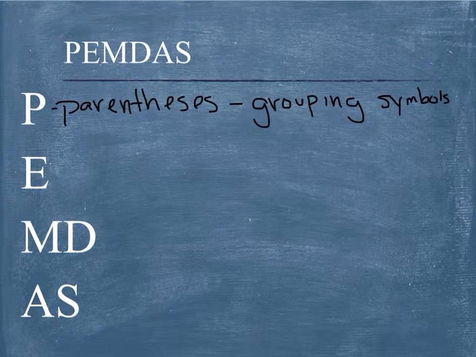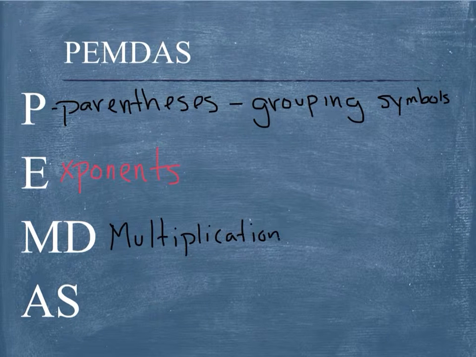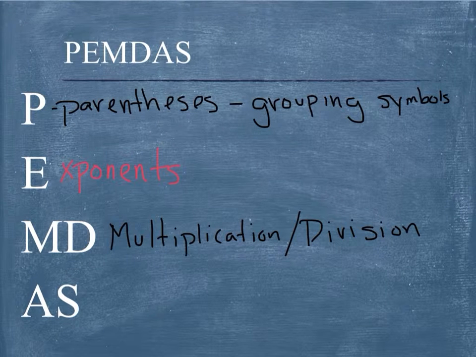E stands for exponents. Alright? M and D. M stands for multiplication, and D stands for division. And finally we have A and S. A stands for adding or addition, and S stands for subtraction. So these are all the different parentheses, exponents, multiplication, division, addition, subtraction.